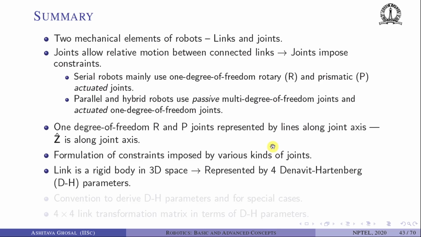A link is a rigid body in 3D space. It is represented by 4 Denavit-Hartenberg parameters. So basically they are alpha i minus 1, a i minus 1, theta i and di. There are 2 lengths and 2 angles. And I showed you that there is a convention to derive the DH parameters, and then there are special cases in the DH parameters.